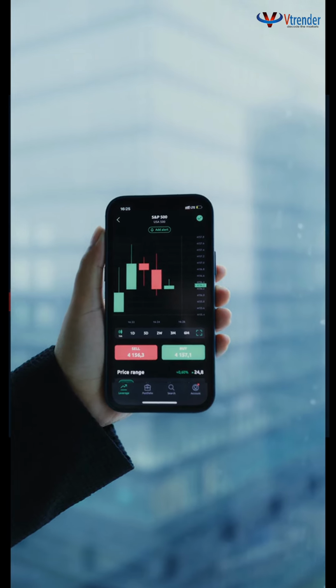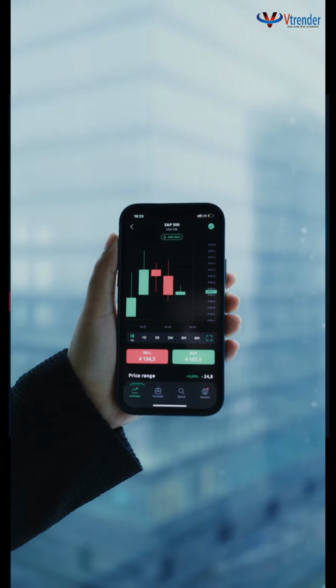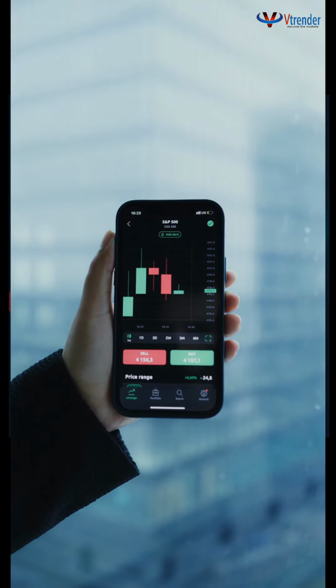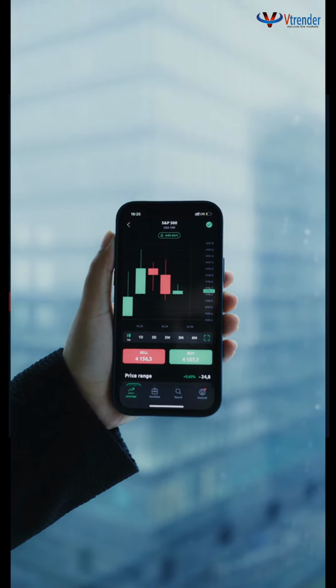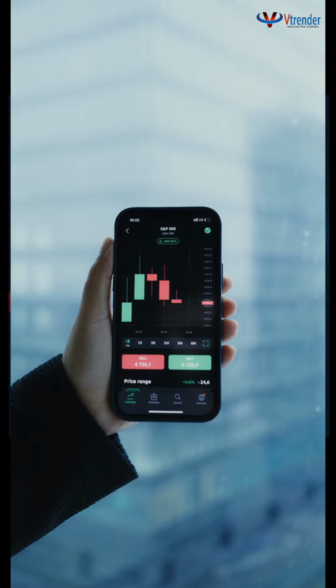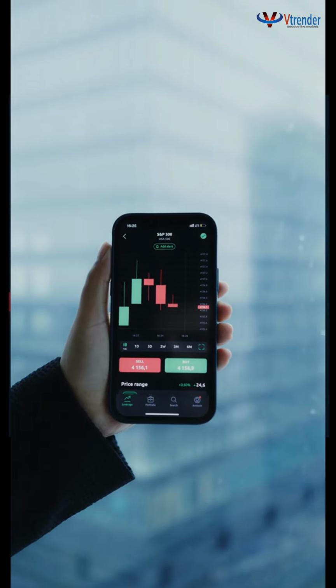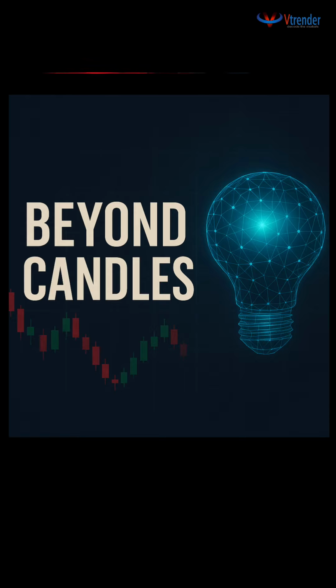Our guide for this, I found it quite thought-provoking, is a document called Beyond Red and Green: Understanding the Language Markets Actually Speak, Decoding the Markets with Vtrender. And it really throws down a challenge to how a lot of us, myself included sometimes, first approach looking at market charts. So here's the big question for you listening.